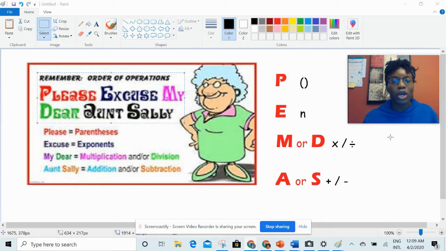Hopefully you remember this phrase. Please excuse my dear Aunt Sally. We called him PEMDAS. Please did for parentheses, excuse, exponents. My dear was multiplication and or division, and Aunt Sally was addition and or subtraction. Hopefully you also remember that there were 2 sets of twins. It was multiplication and or division was one set, and then addition and or subtraction was the second set. When we see a set of twins in an operation together, we go from left to right.